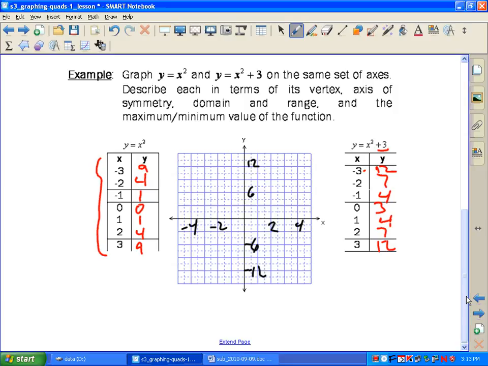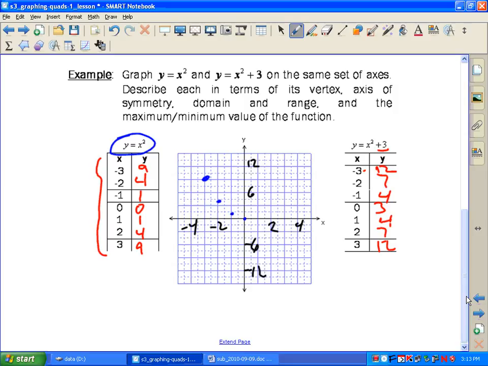So what I'm going to do is I'm going to use blue to do this one over here. And so I'm going to do -3, 9. So -3 and 9 would be like right up here. -2 and 4 would be like right here. -1, 3 would be like right here. Why do we do 3? That's a boneheaded move. How about we do -1 and 1? -1 and 1, which would be like right here.